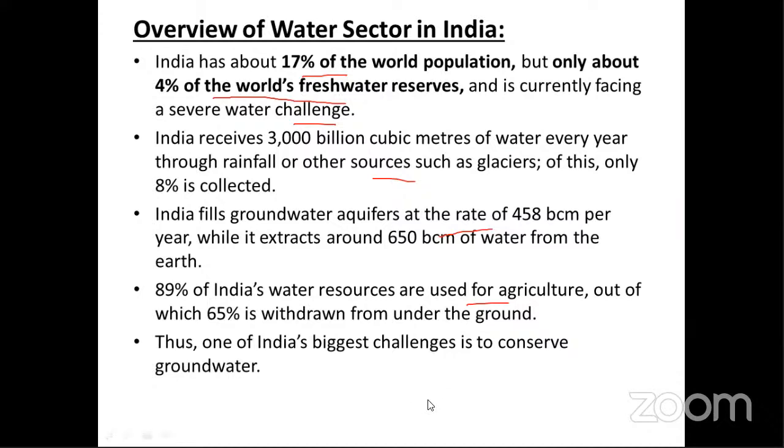Okay, someone is asking for 458 BCM. It is called billion cubic meters.